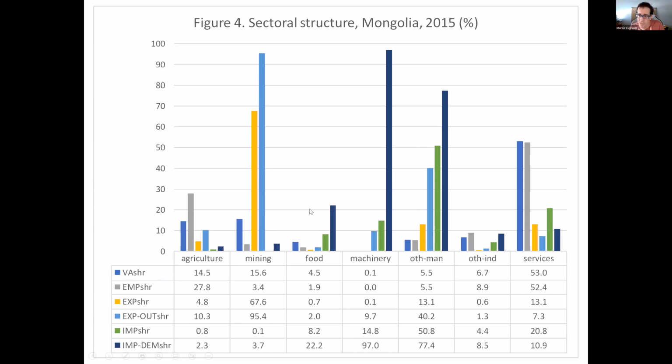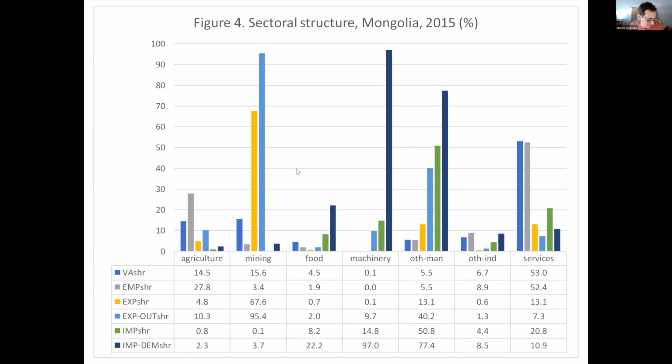In the case of food, which is the sector on which we are going to focus in the simulations, on the consumption side we see that more than 20% of demand, and that's the blue line, is covered with imports. So 20% of total demand is covered with imports. And we see that total imports of food products are almost 10% of total imports. Then you have similar information for the other sectors.